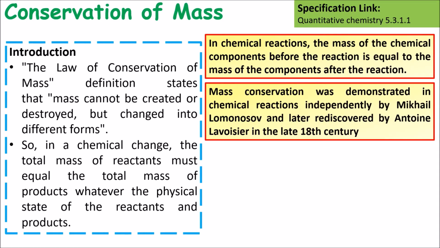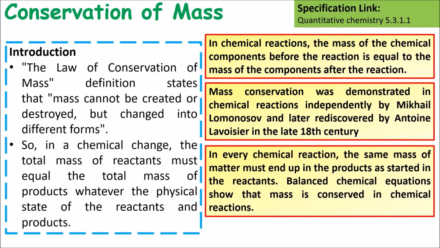The mass conservation was first demonstrated in chemical reactions carried out independently by Lavoisier and Lomonosov in the 18th century. I apologise that I've pronounced Mikhail's name incredibly wrong. And in every chemical reaction, the same mass of matter must end up at the end as you have at the start.